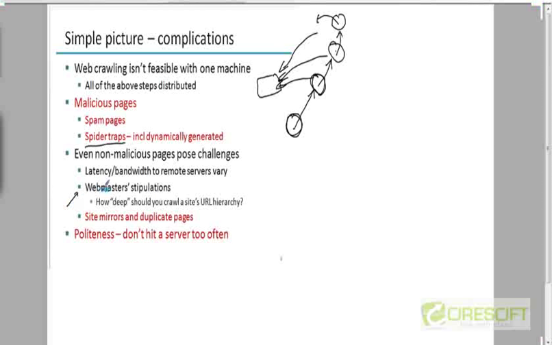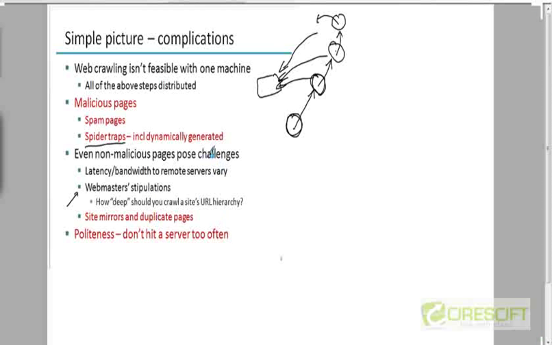Now, the person who's in charge of a server, who's called a webmaster, may also put some constraints about how deep he wants you to crawl the site's URL hierarchy. For example, let's say you have a personal website and you don't want crawlers to crawl certain sections of your website. You can say that if you don't follow this kind of stipulation, then I'm not going to allow you to crawl my website. I'll block you or something.